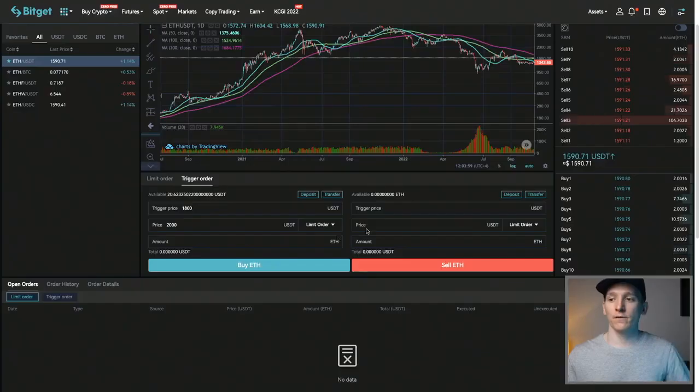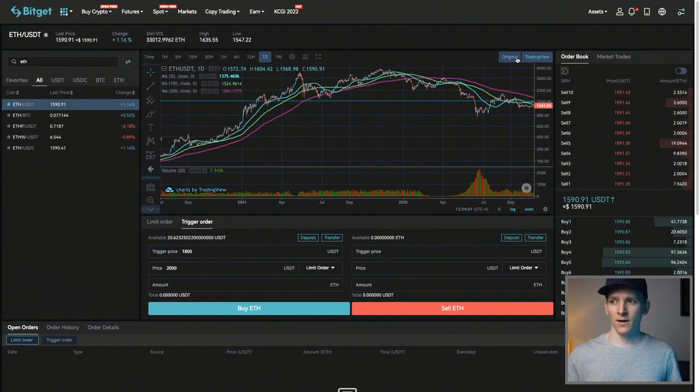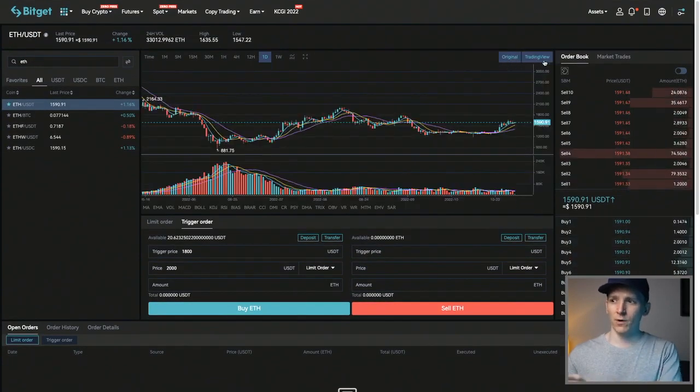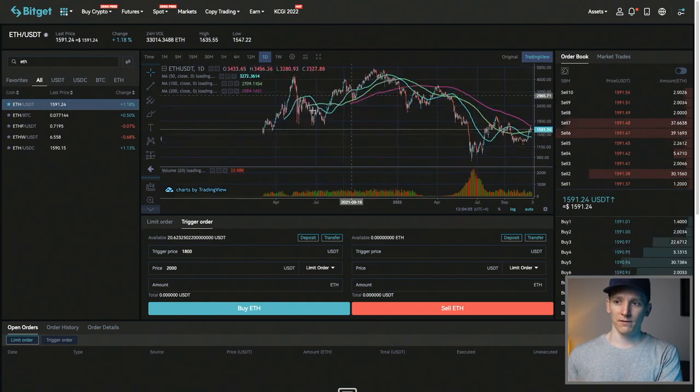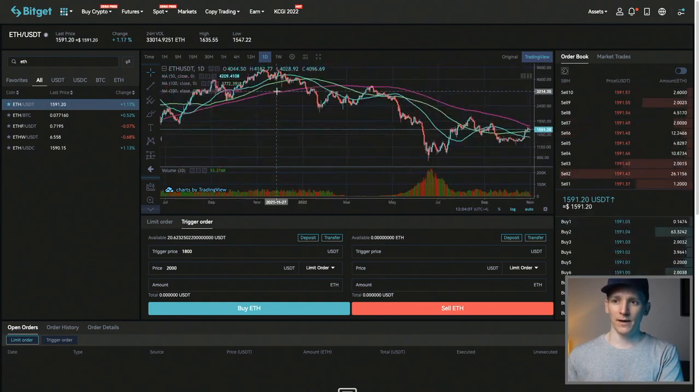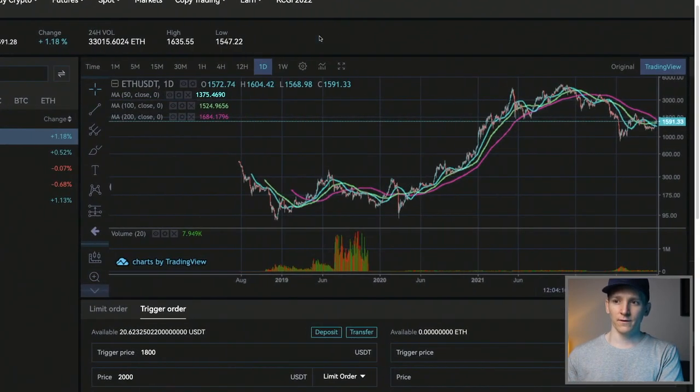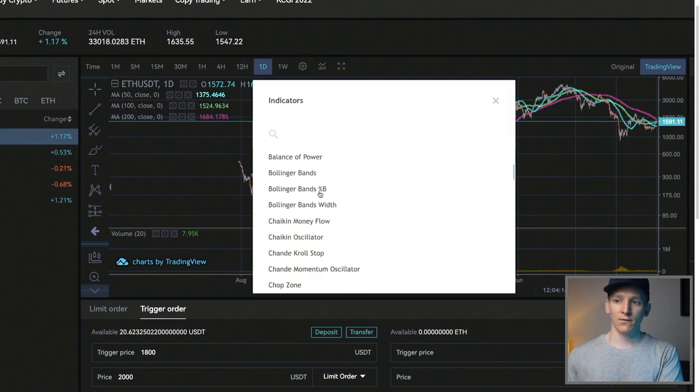Bitget uses TradingView for charting as well. So this is kind of industry standard here. I would switch from original over to TradingView. It's more robust, and you can actually come up and place lots of different drawings and different fundamentals on the chart. So if you go to indicators here, you have a bunch of indicators.